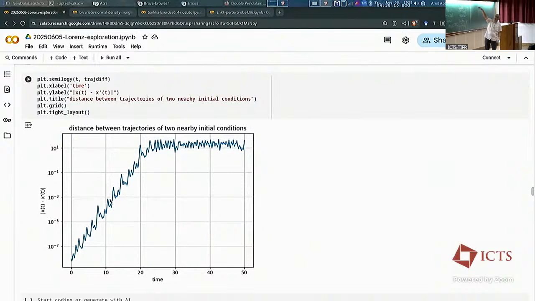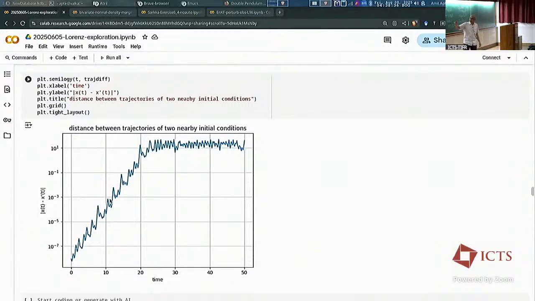Generically, once the distance has grown to the size of the attractor, the length of this whole butterfly shape, it will never come back to much smaller distances. And that's a generic feature of most chaotic systems. Specially designed chaotic systems may have this feature of, yeah.